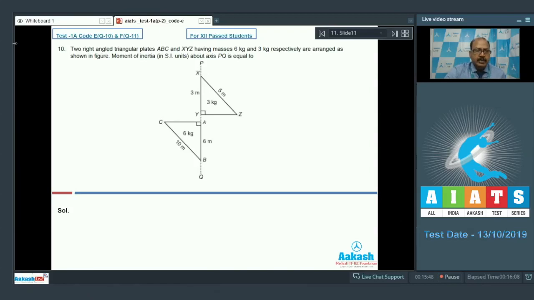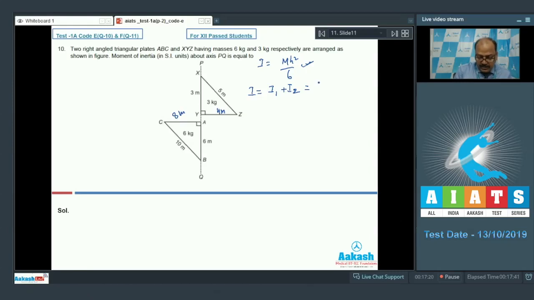We know a uniform triangular plate, moment of inertia is given by the expression I equals mh square by 6. We can use the same expression here. So applying this formula, the moment of inertia I will be sum of the moment of inertia of the two triangles. This equals, for triangle 1, this is the axis, so h will be 4 meter, and for the other triangle h will be 8 meter.